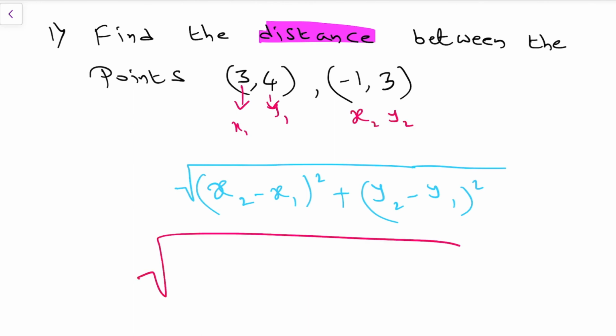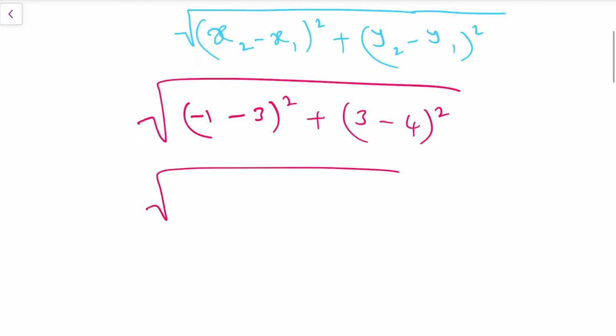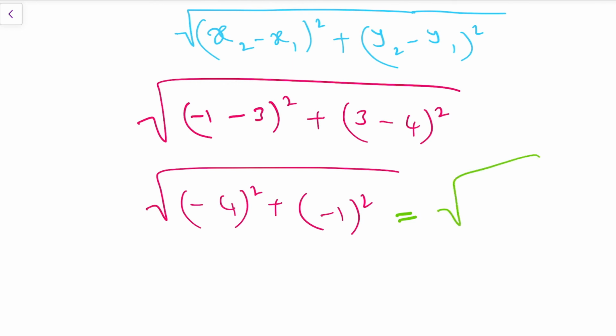Under root, x2 is minus 1 minus x1 is 3 whole square, plus y2 is 3 minus y1 is 4 whole square. Under root, minus 1 minus 3, minus 4 whole square, plus 3 minus 4, it is minus 1 whole square. Simplifying further, under root, minus 4 whole square is 16, plus minus 1 whole square is 1. So under root 16 plus 1, 17. Root 17 units.